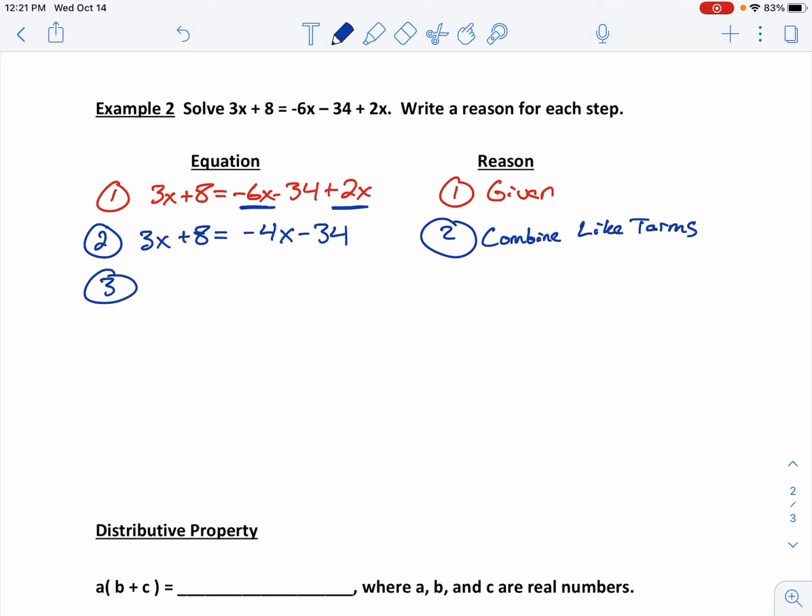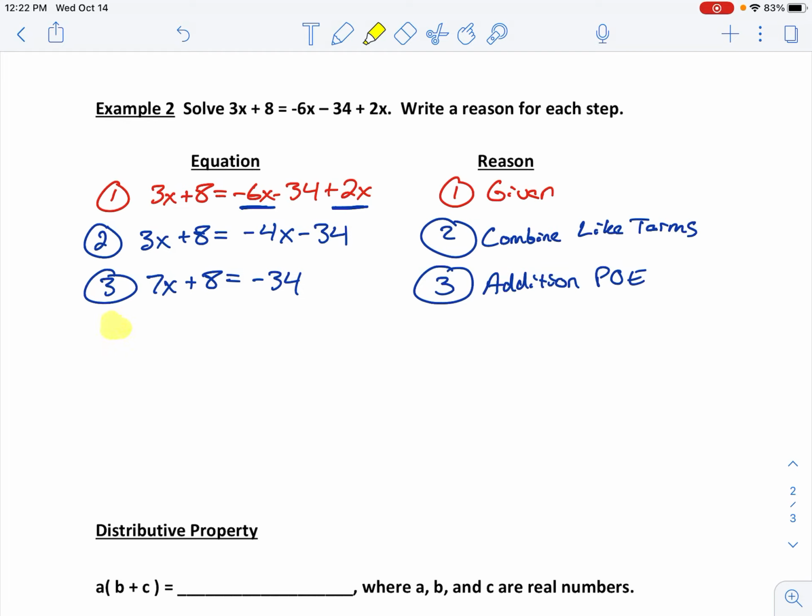Now for my next step, step number 3, what I am going to write down is 7x plus 8 equals negative 34. Again, go ahead and take a second if you need to. How did I do that? What I did was I added 4x on both sides. See, now this one is the addition property. The addition property of equality says I can add the same thing on both sides. And what I did is I took this negative 4x and I canceled it out by adding 4x to that, and I added 4x to the other side of the equation.